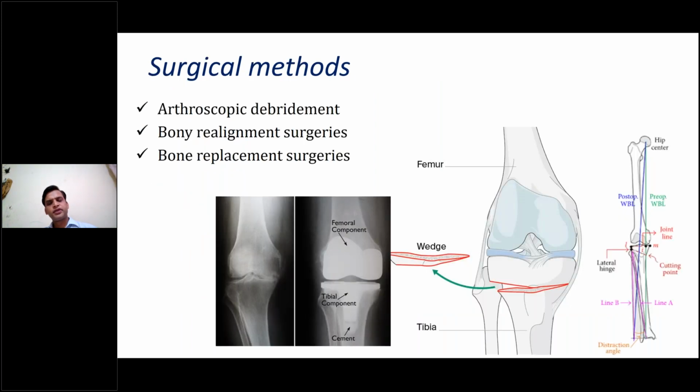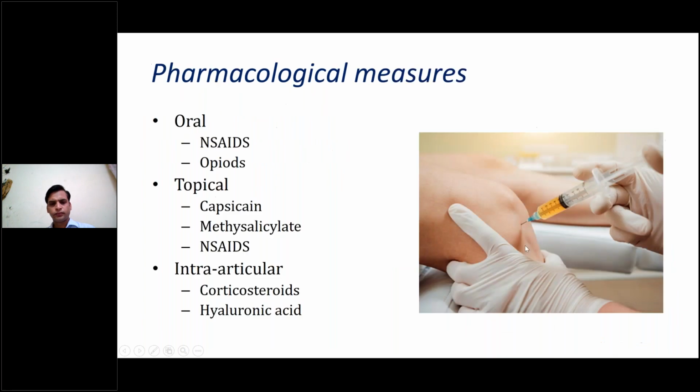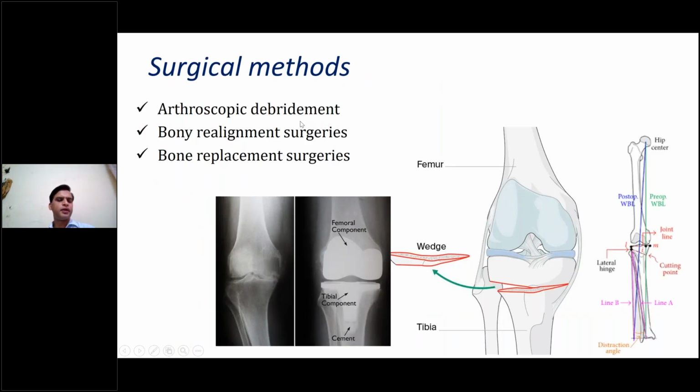Among the surgical methods used for osteoarthritis are arthroscopic debridement, bony realignment surgeries, and bone replacement surgery, depending on the pattern of involvement. Arthroscopic debridement is usually used only for early cases or when the diagnosis is in doubt. Bony realignment surgeries are done when the alignment of the limb has changed.